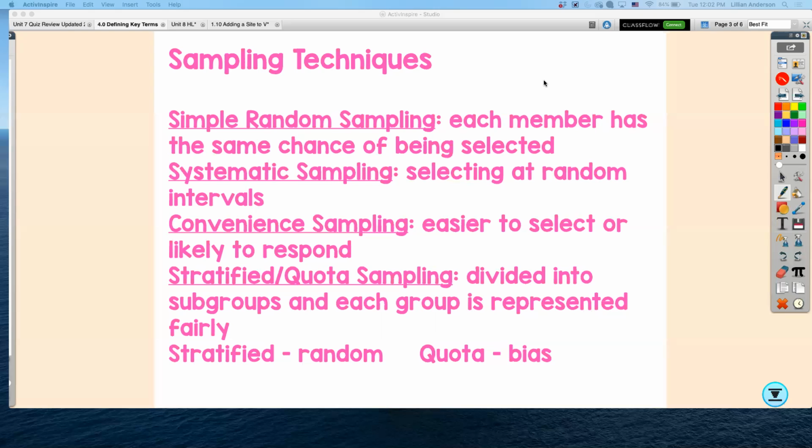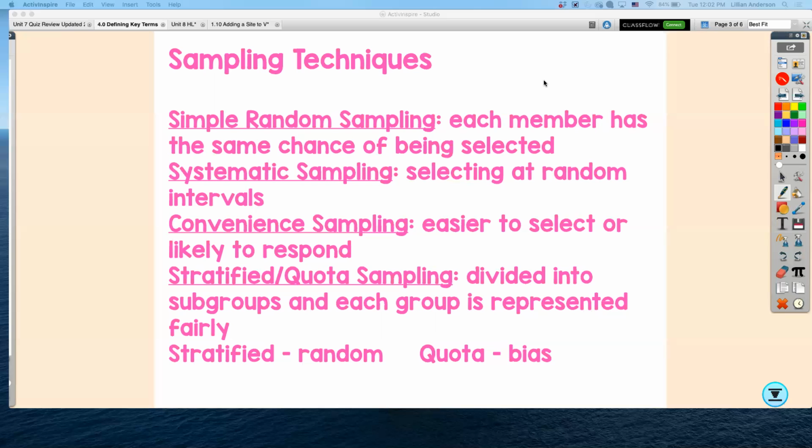Now systematic sampling. There's a key word in there: there's a system behind how you select the people you interview. You're selecting at a random interval. Prime example: I wanted to collect data on the age of people going to the mall. So I stand at the door and say, I'm going to take data from every third person that comes through this store.